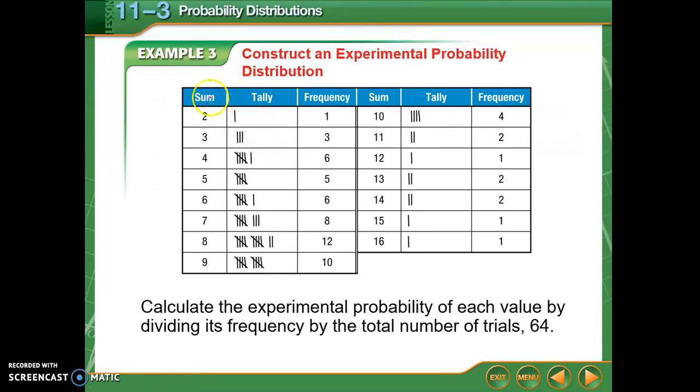Basically what you do with experimental probability is you actually do the experiment. So you draw 2 cards, and let's say that we got a sum of 3, so I make a mark here, I got a sum of 3. I draw 2 more cards, let's say I got a sum of 11, I make a mark there. So I do this 64 times, which is what they asked me to do, and I just tally up how many times I actually see what happened.